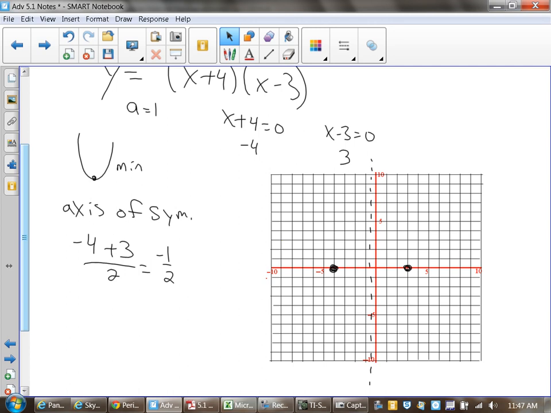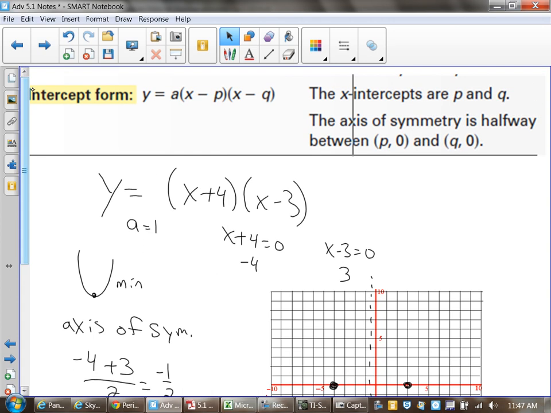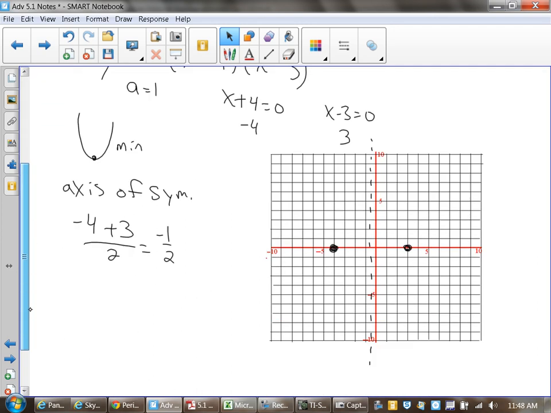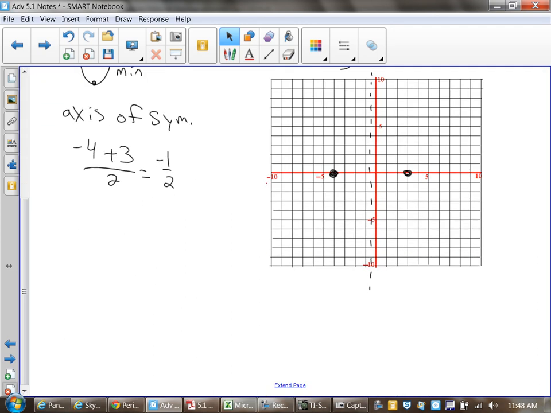So why did you switch the signs? I'm finding my zeros. When you're finding zeros, remember it's x minus p, so if it's x plus 4, that means it's the opposite. It's negative 4. X minus q means it's the same. So if this is negative, this is positive; it's changing. You're finding the 0. What makes x plus 4 equal to 0? Negative 4. What makes x minus 3 equal to 0? Positive 3. Okay? So here I know that my axis of symmetry occurs at x equals negative 1/2.